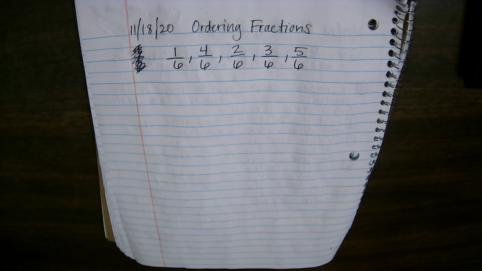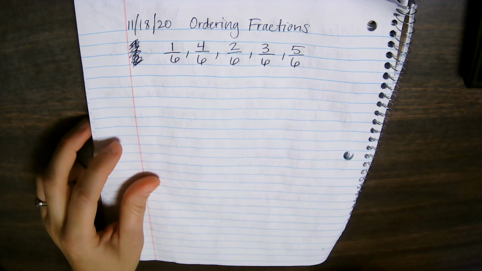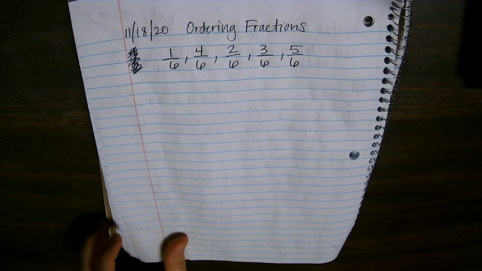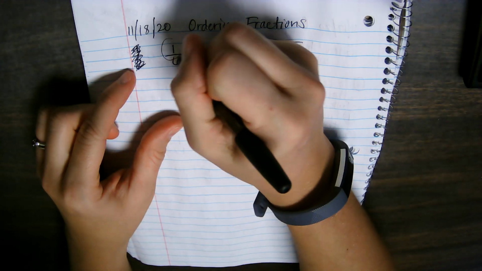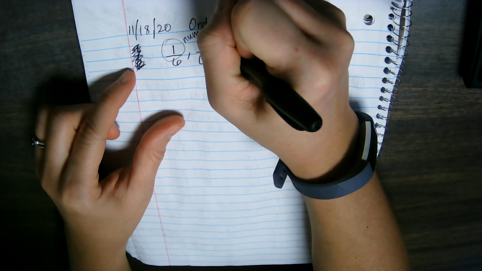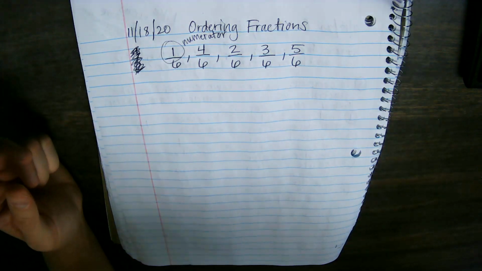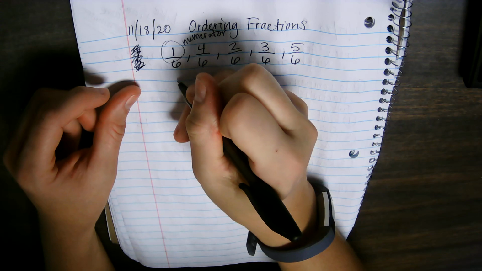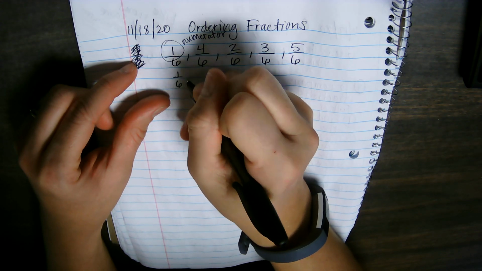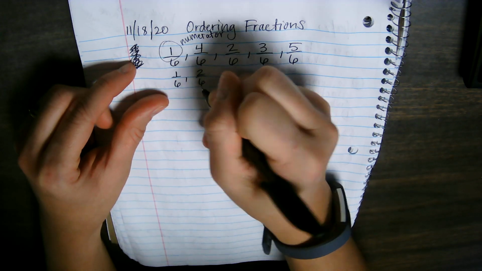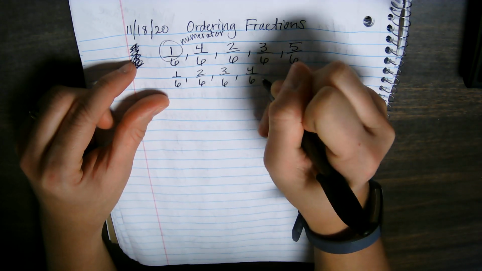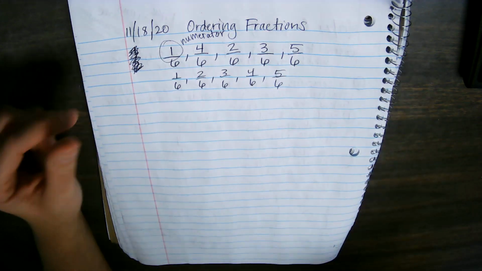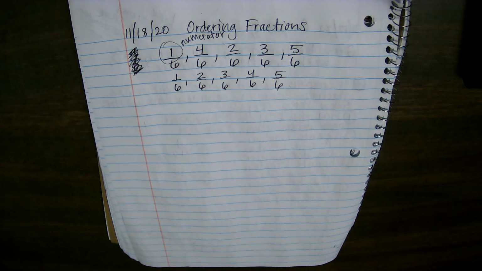Well, since all of our pieces are broken into the same number, we can arrange them by the order of their numerator, this top number. So once we have like fractions, we're comparing the numerators. So we would just arrange this into 1/6, 2/6, 3/6, 4/6, and 5/6.